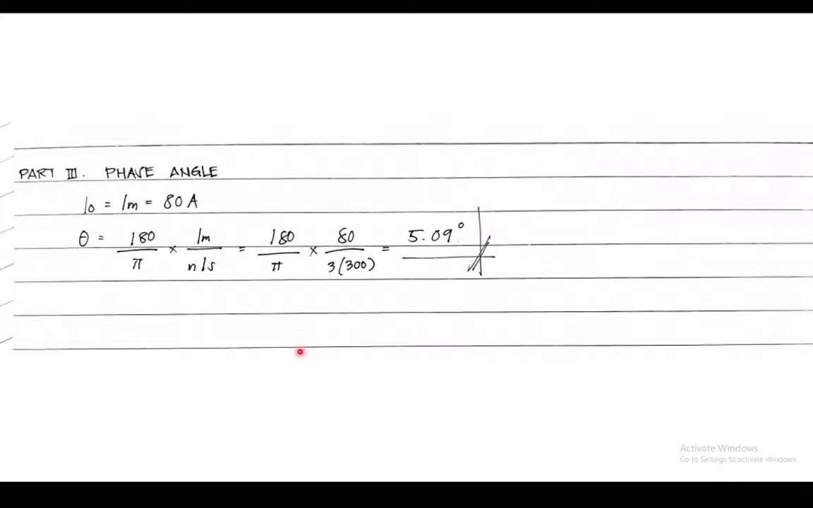Sa phase angle naman, since yung sa part 2 na discuss ko na ang I naught is equals to IM kasi yung no load current is to be neglected. Hence yung angle alpha niya is equal to 0. Therefore, I naught is excitation current is equals to magnetizing current, which is equals to 80 amperes.